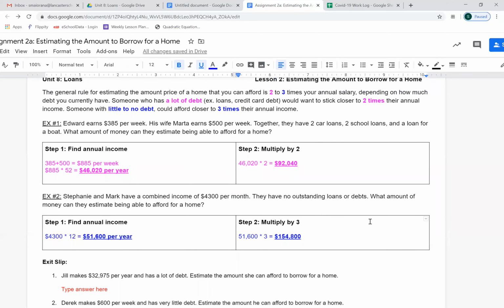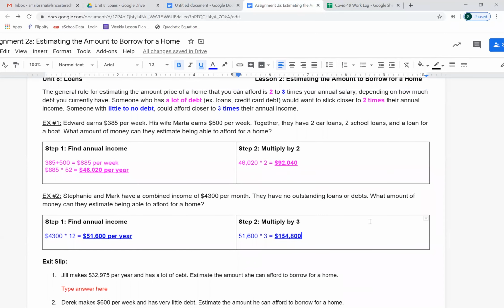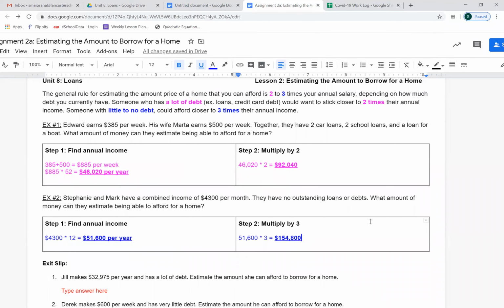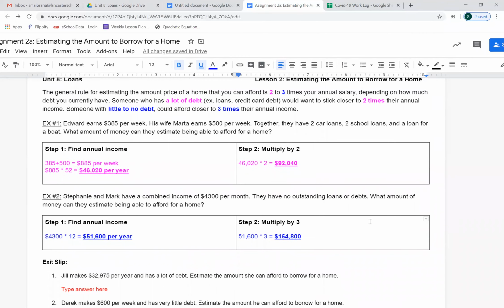Okay, so again, your process is finding the annual income, and then depending on the level of debt they have, multiplying by 2 or 3.